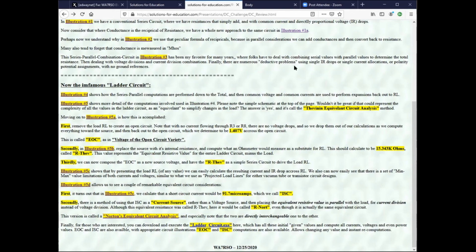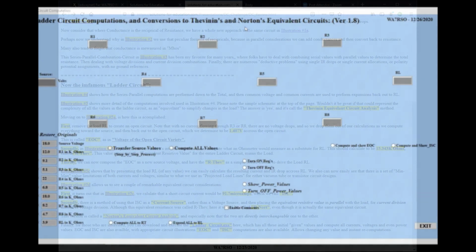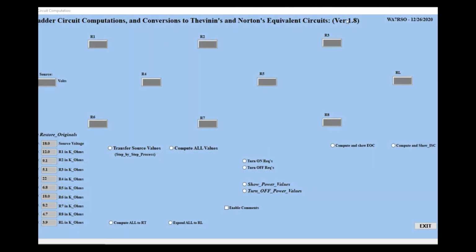All right, now I got something else to show you. You see this ladder circuit computation? Do you see this? Yes. This is downloadable. I guarantee you it has no viruses. However, if you try to bring it up with Windows, they'll say, oh, it's not safe. It is safe. You just have to work at it. This is that same ladder circuit. Let me show how it works.